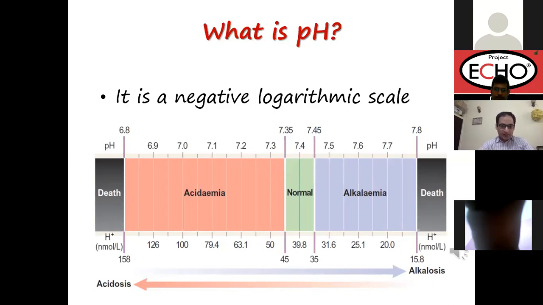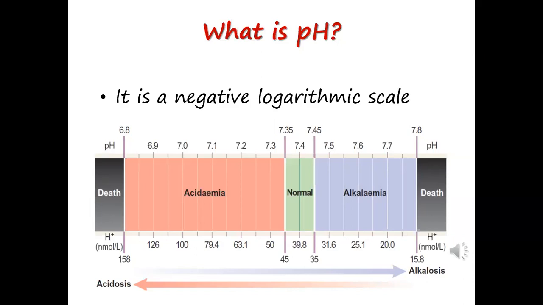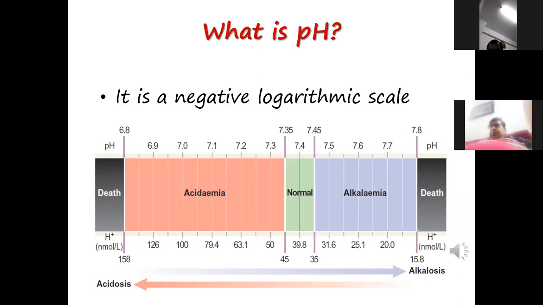Why it is represented in pH is because there is a wide variation in H positive ions. For each 0.1 change in pH, that is between 7.35 to 7.45, there is a 10 times change in the H positive ions. So to make things simple, Anderson simplified this classification and gave it a logarithmic scale, so that pH is represented in a logarithmic scale to make it easier to understand. That is why it is called a negative logarithmic scale.